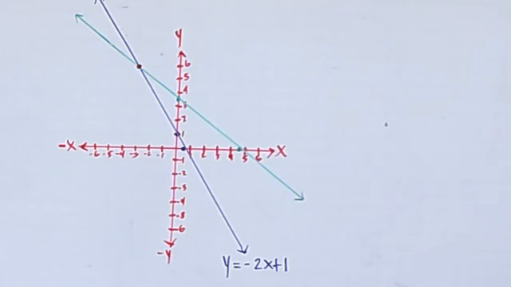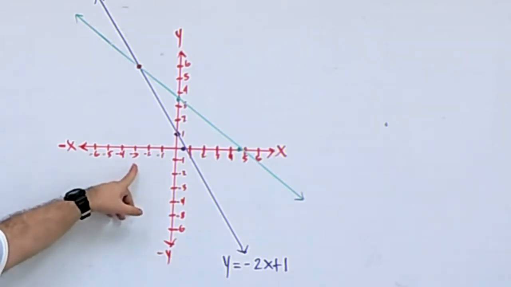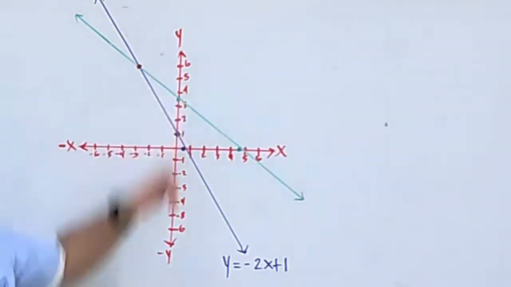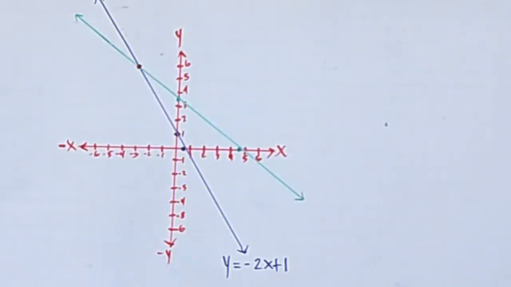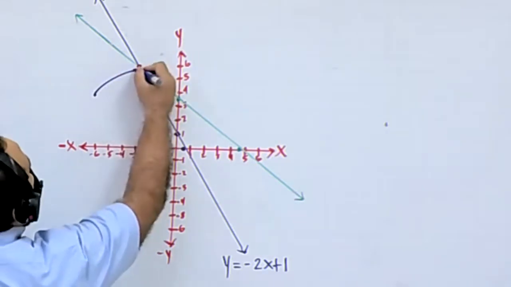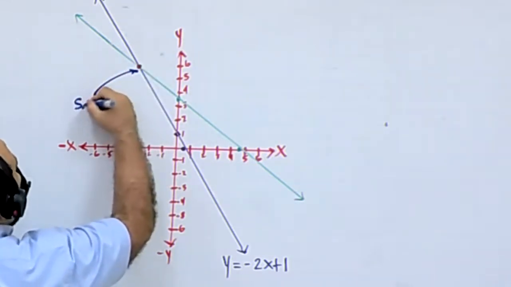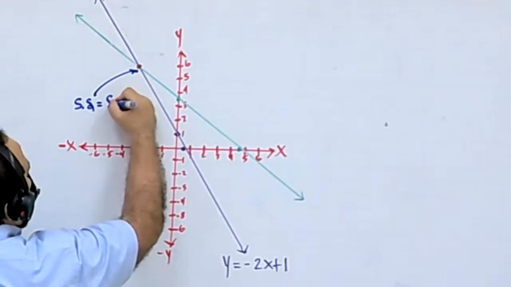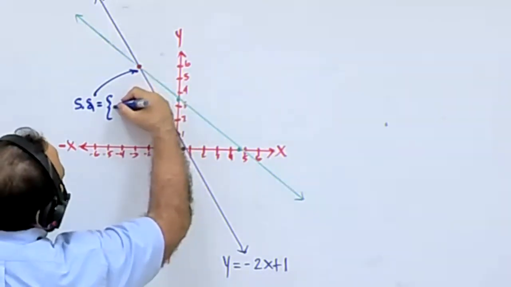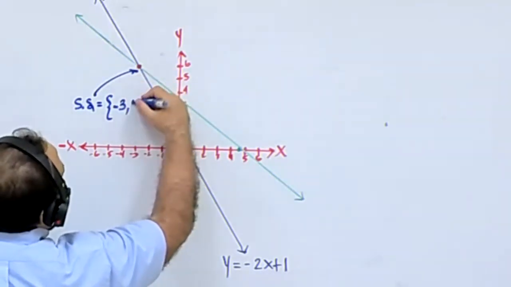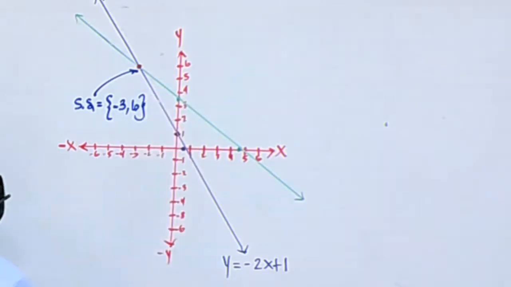Negative 3, 6. Exactly. X will be equal to -3, and y will be 6, right? So because that was the interception point, the only thing that you have to do in this case is say, okay, the solution set will be given by -3 with 6. And that's it. That's all that we have to do.